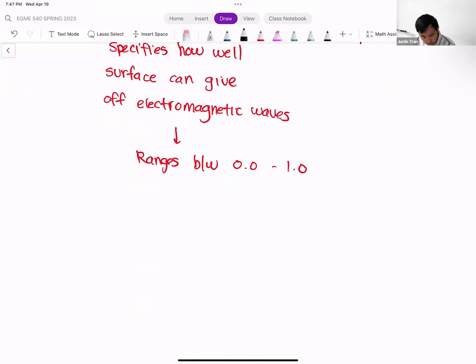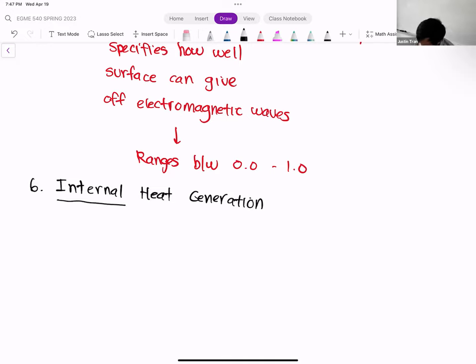The last one I want to go over is not really a boundary condition, but we kind of lump it in the same group. It's called internal heat generation. Internal heat generation is an additional condition that you could specify for objects that can generate heat on their own.